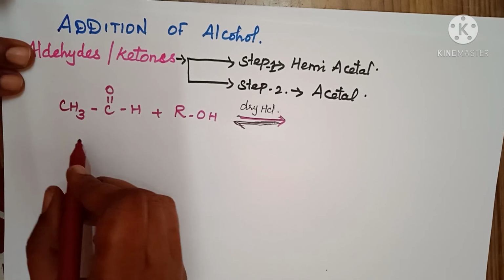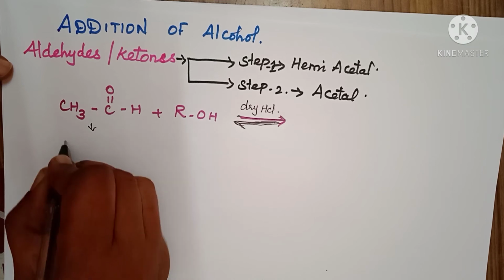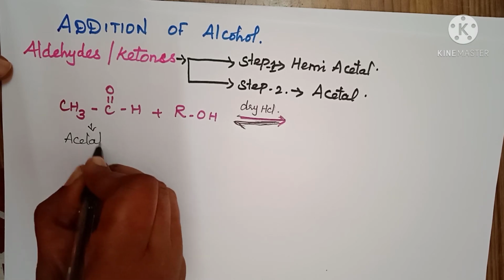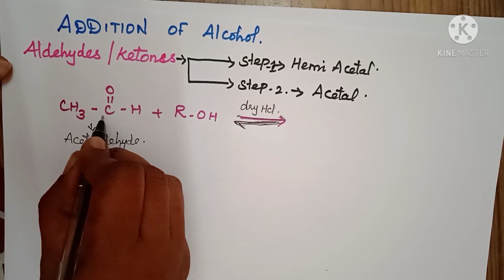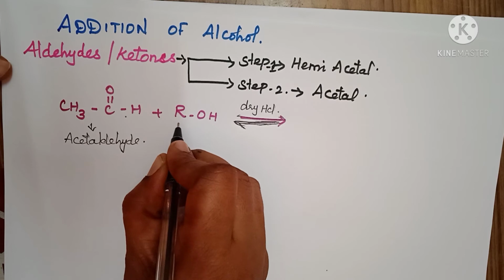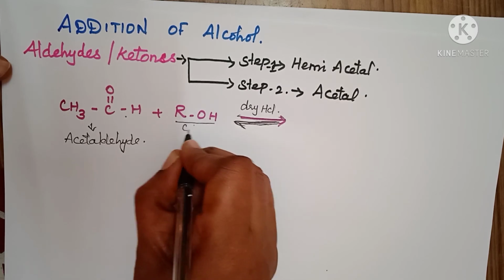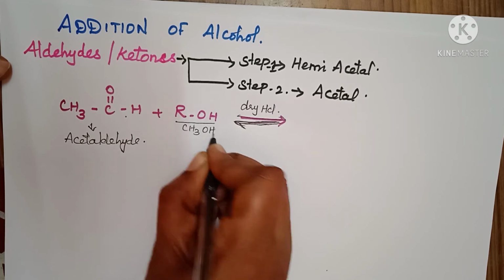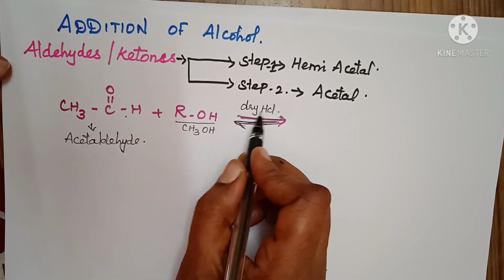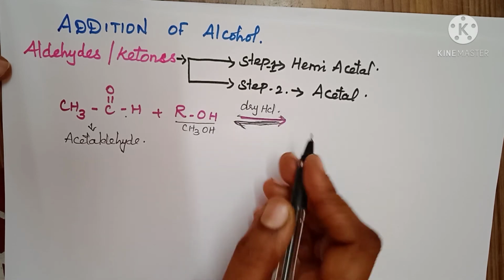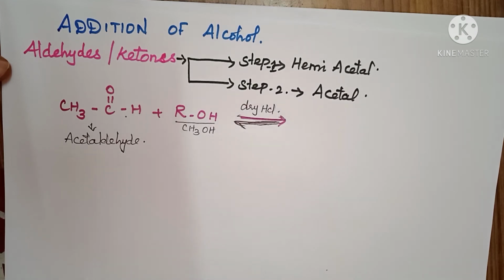In this reaction, I am going to take acetaldehyde. So what is the compound name? Acetaldehyde, that is an aldehyde compound, with ROH. CH3OH also you can take, which is the easiest one. CH3OH, methyl alcohol. Now this is treated with dry HCl. Just observe this, then finally I'll give the easy idea how to follow.